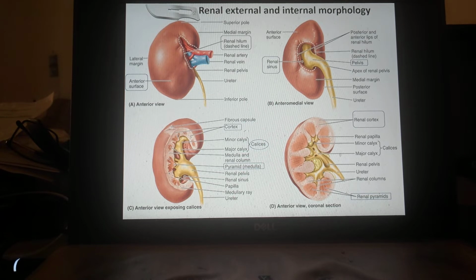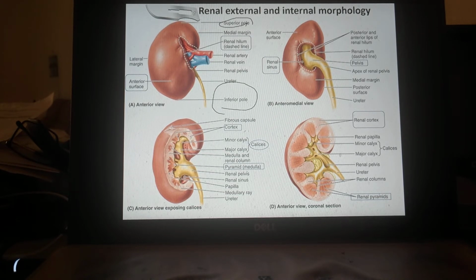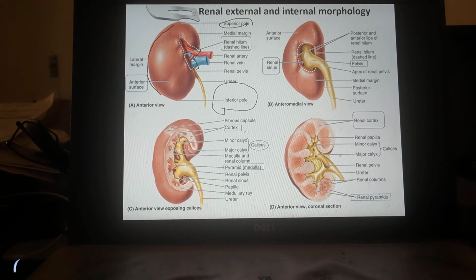Here is the external morphology of the kidney and also the internal morphology. As I mentioned, here is the superior pole, here is the inferior pole, or you can say upper end and lower end. Here is the convex lateral border, and here is the concave medial border. And here is the hilum, and the structures within the hilum are the renal vein, renal artery, and the ureter.